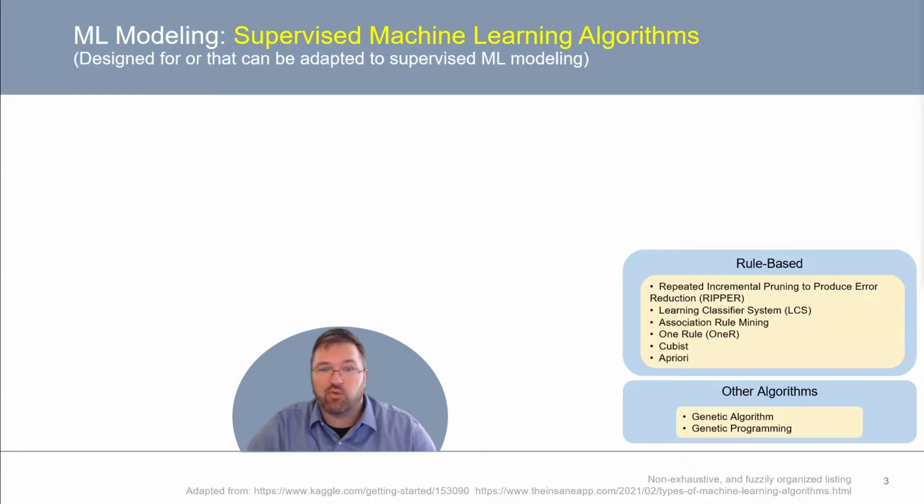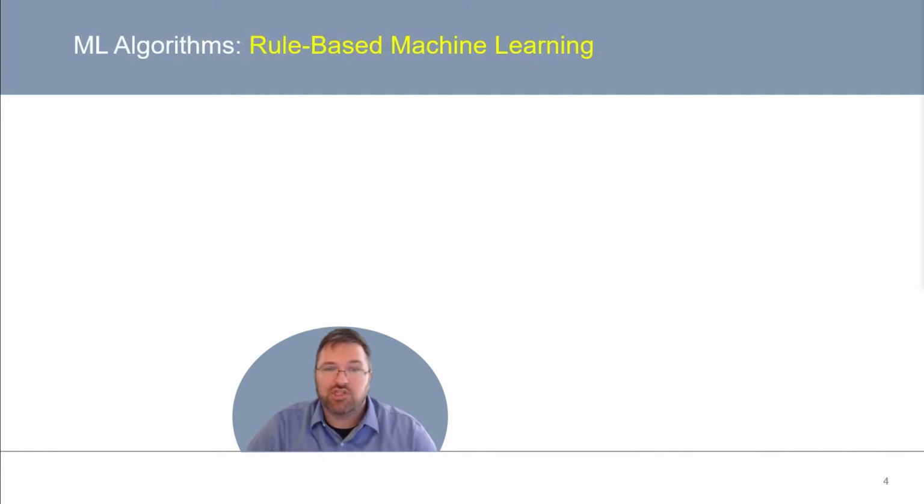In discussing rule-based machine learning and learning classifier system algorithms in this video, we will also briefly touch on genetic algorithms, which we had included in our other algorithms group here. Evolutionary algorithms, such as genetic algorithms and genetic programming, offer a very flexible and open-ended framework for model discovery, making them well-suited to minimizing assumptions made during modeling. So let's dive into rule-based machine learning.